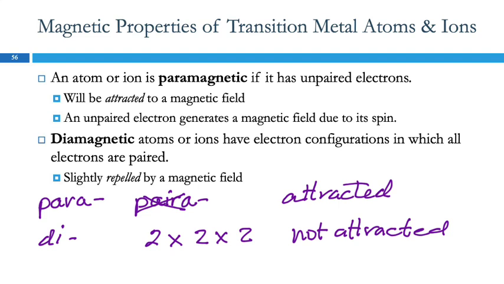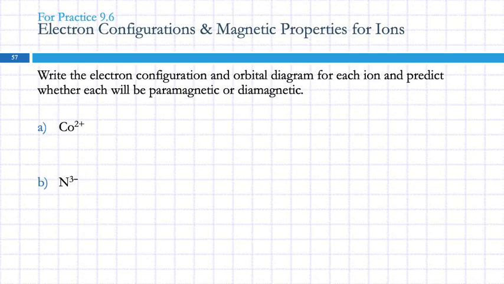Easy to get mixed up. Okay, write the electron configuration and orbital diagram for each ion and predict whether each will be paramagnetic or diamagnetic.